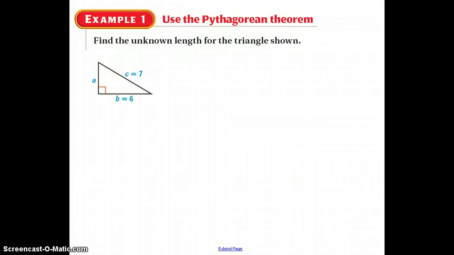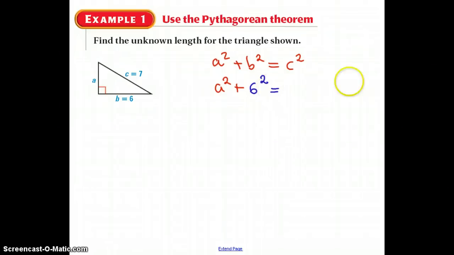So the first thing I'm going to do is write down the Pythagorean theorem, and I'm going to use the information given to replace things in the equation. So I don't know the a, so I have to keep it as a squared. I do know that b is 6, so I'm going to say plus 6 squared, and it's equal to c squared, and c is given to me as 7, so 7 squared. So what we're going to do first is square the numbers, and we get a squared plus 36 is equal to 49.